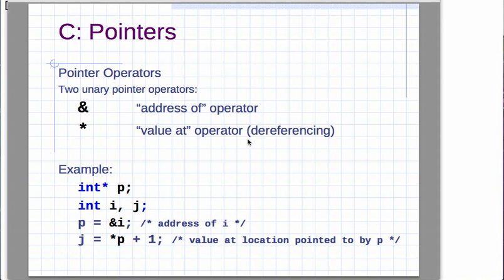In the last video, we saw how the two pointer operators work. That is the ampersand operator, which you can think of as the address of operator, and the star or the dereferencing operator, also referred to as the value at operator. And let's take a look at some programs that use these operators.